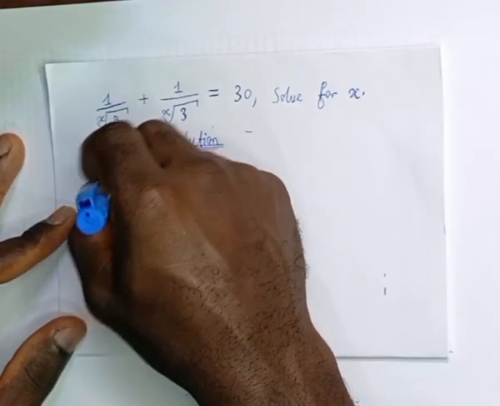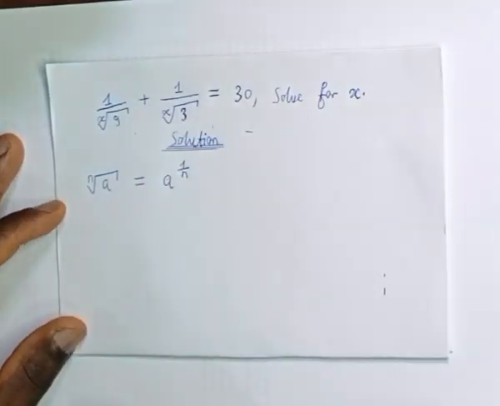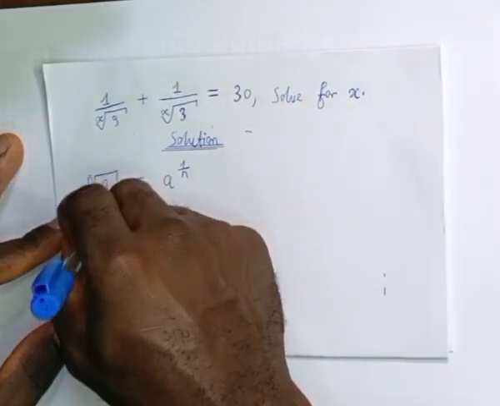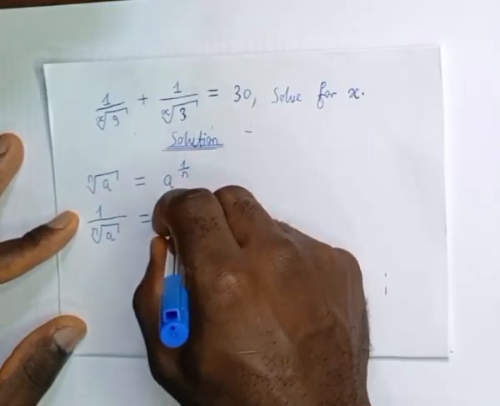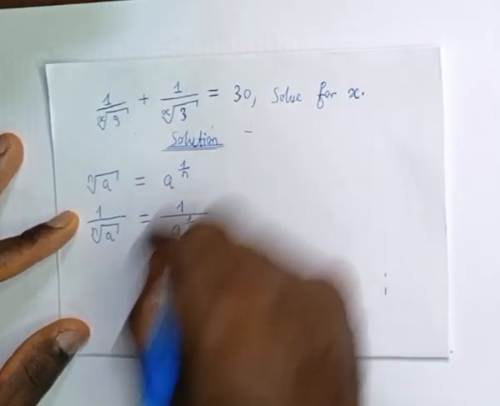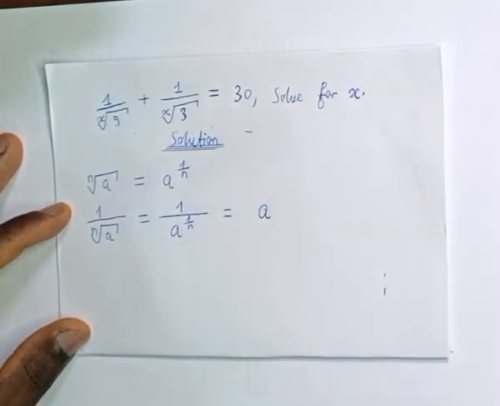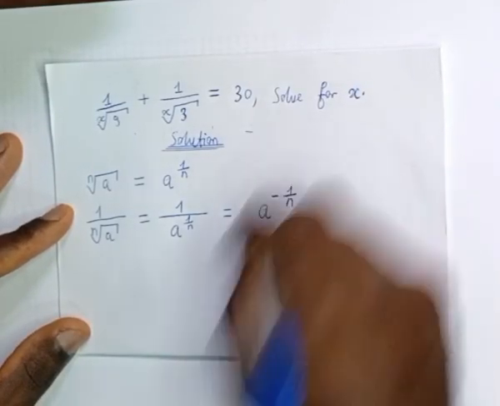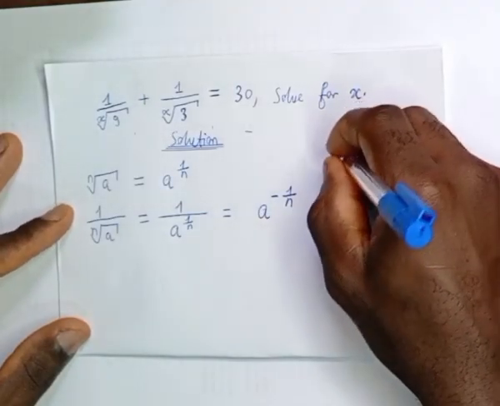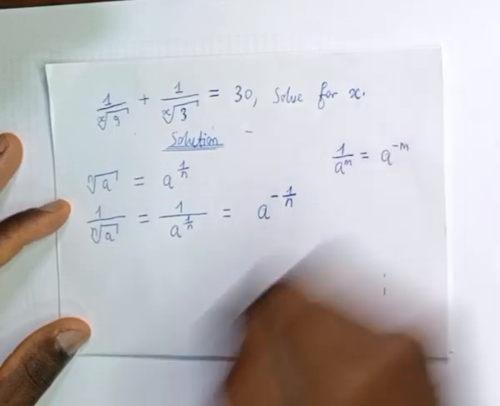The n root of a is simply equal to a raised to the power 1 over n. 1 over the n root of a is simply equal to 1 over a raised to the power 1 over n, which is simply equal to a raised to the power negative 1 on n. Remember, 1 over a to the power m is equal to a raised to the power negative m.